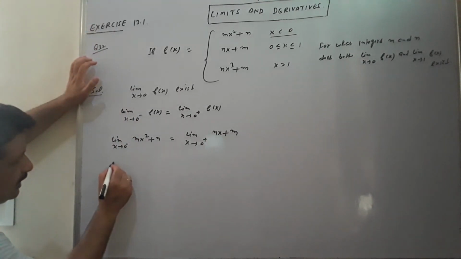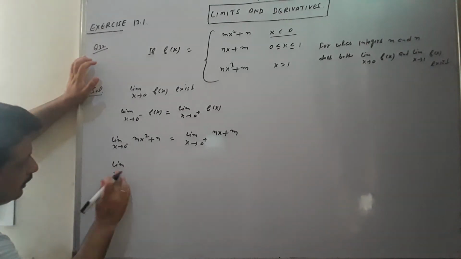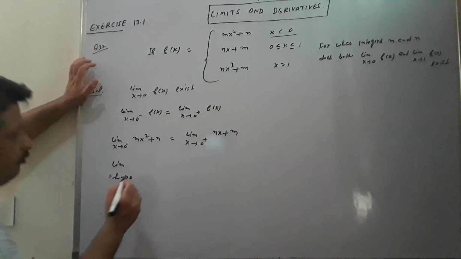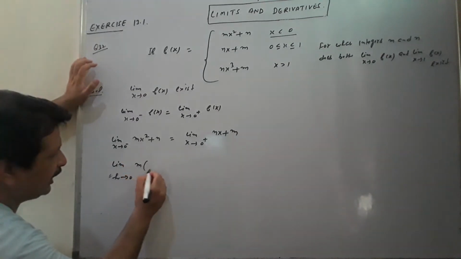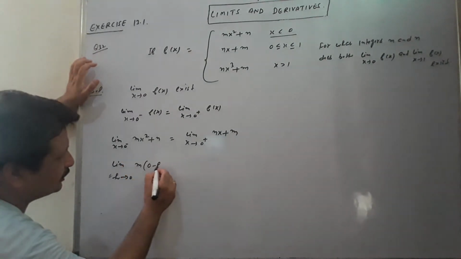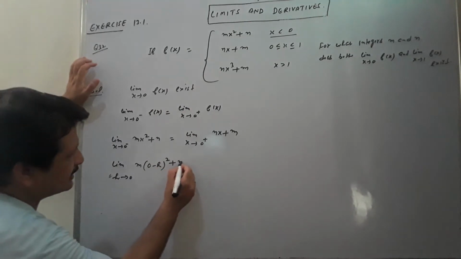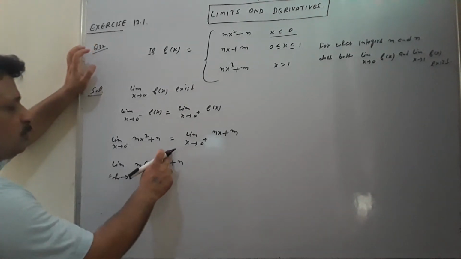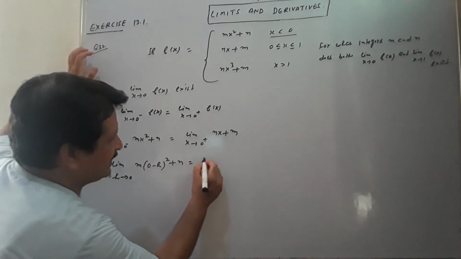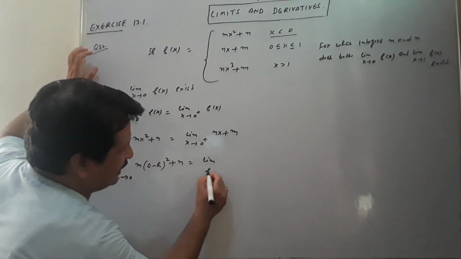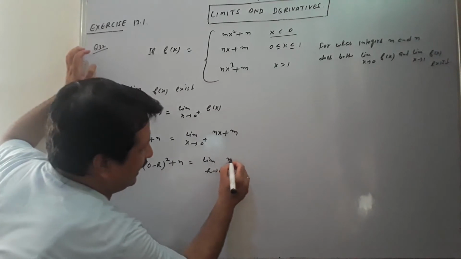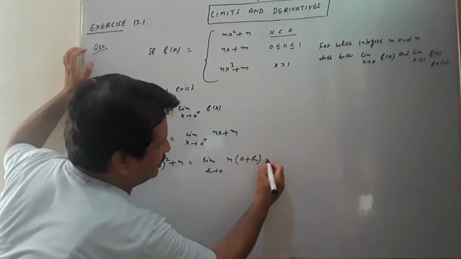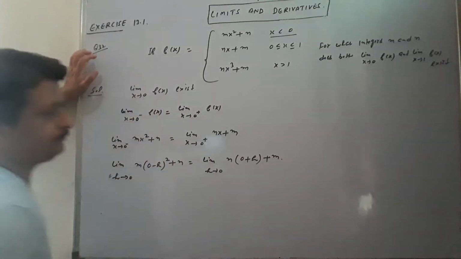Now this limit we are changing into h tends to 0. What you will say? m into (0 minus h), its square plus n. This is the way earlier I have told you. (0 minus h) its square, whole square, that is equal to limit h tends to 0, and at the place of x you will write 0 plus h plus n.